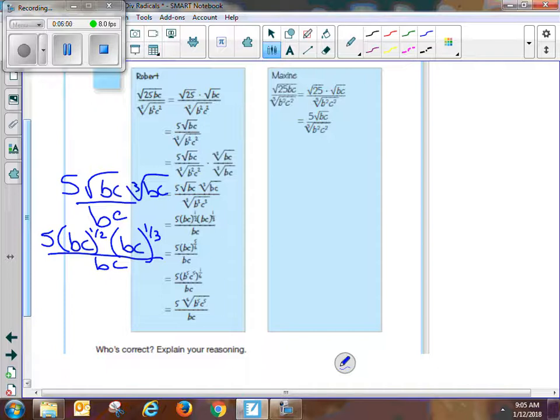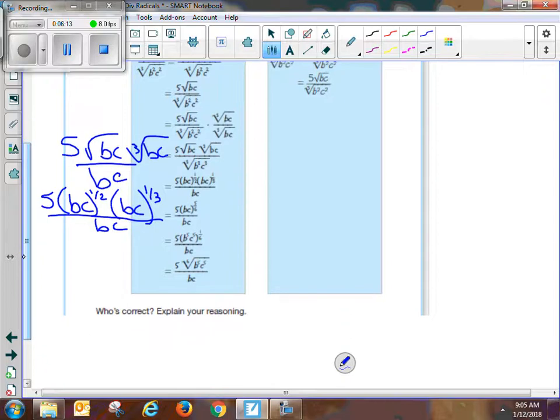Uh-oh, you have to add fractions. I want to add 1/2 plus 1/3, better known as 3/6 plus 2/6. What do you get? 5/6, okay? So we have 5 bc to the 5/6 power over good old bc. And then they just finished it up by rewriting it in radical form, which most of the time the directions will tell you to do. If they don't tell you to do it, then you don't have to.